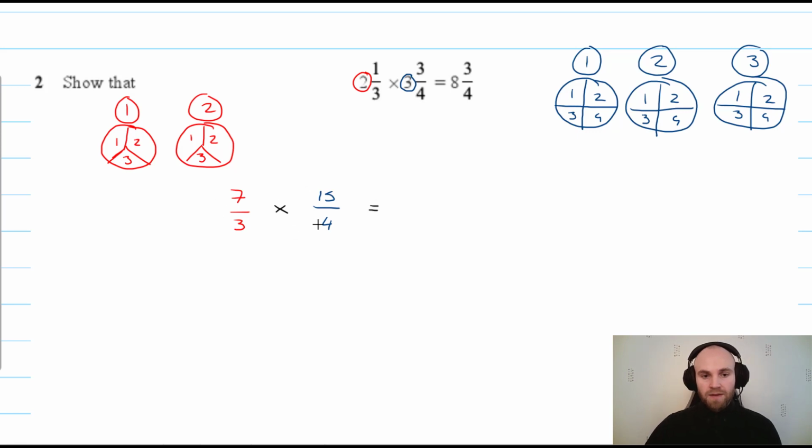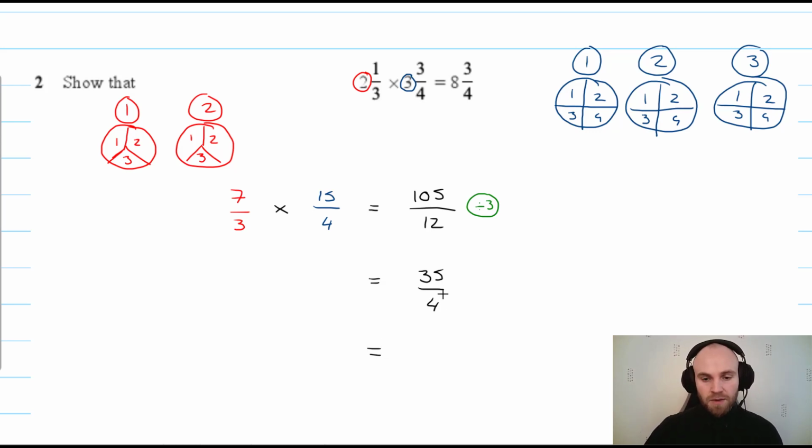Well, when we have a fraction like this, we multiply the numerators, multiply the denominators, and then work out what we have. So 7 multiplied by 15 is 105. 3 multiplied by 4 is 12. Can we make this a little bit simpler? I believe we can if we divide the top and the bottom by 3. So 105 divided by 3 is 35, and 12 divided by 3 is 4.